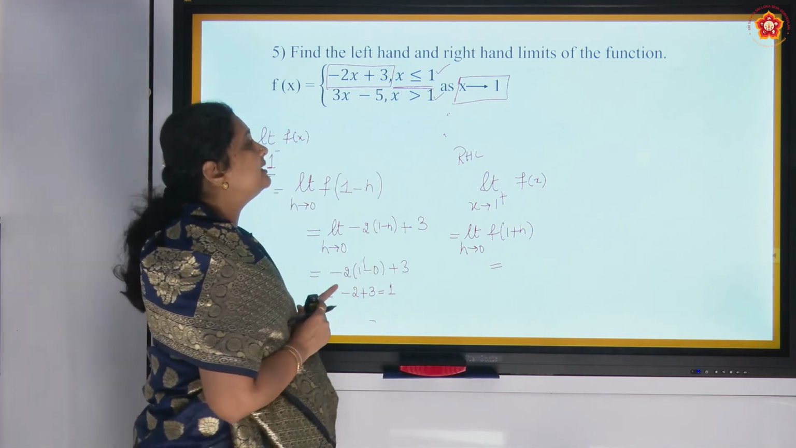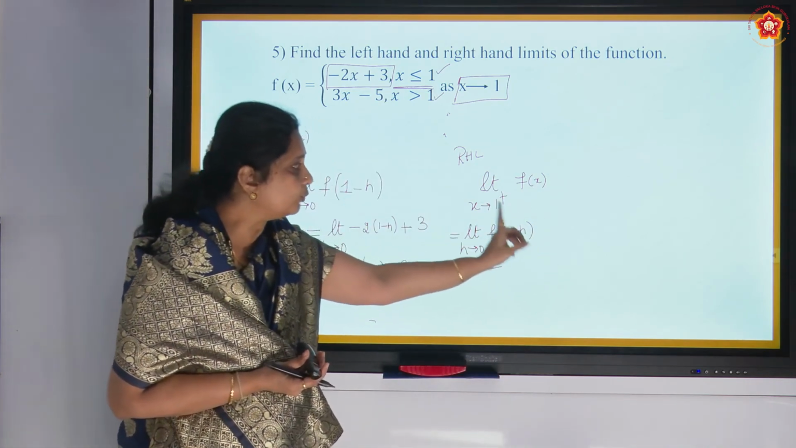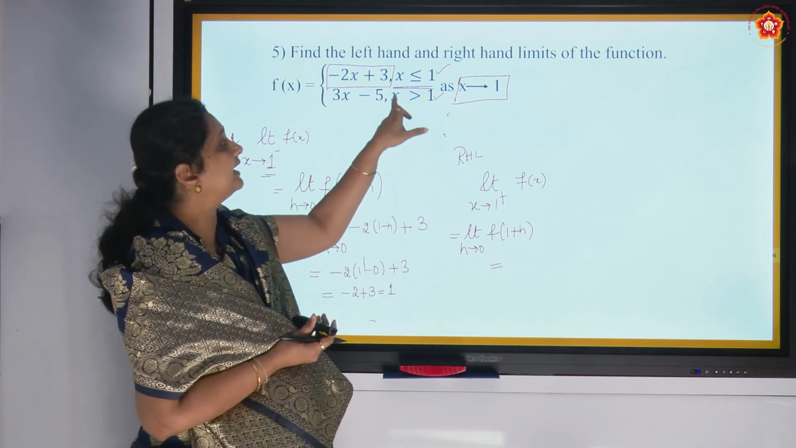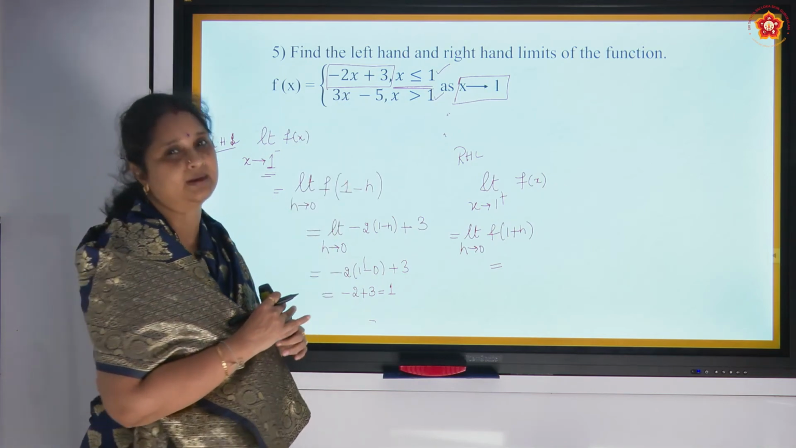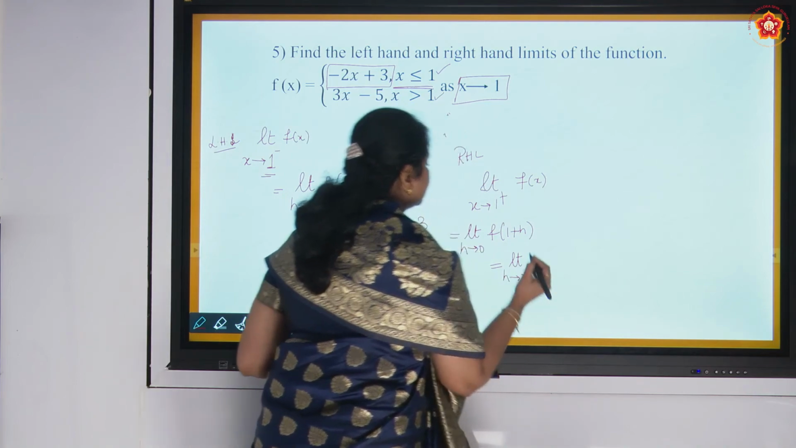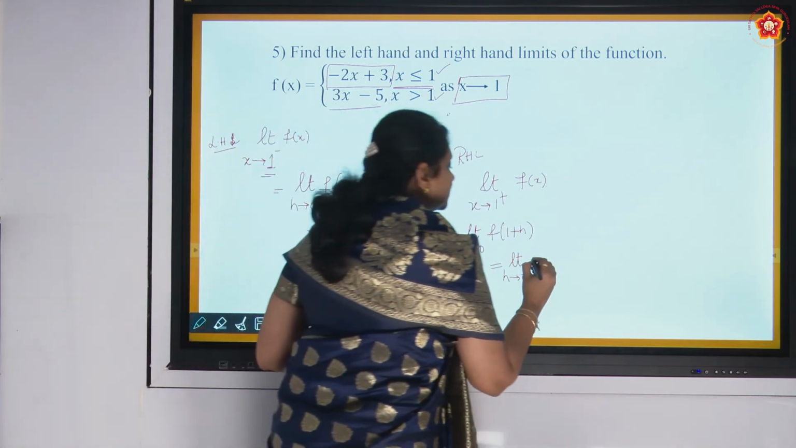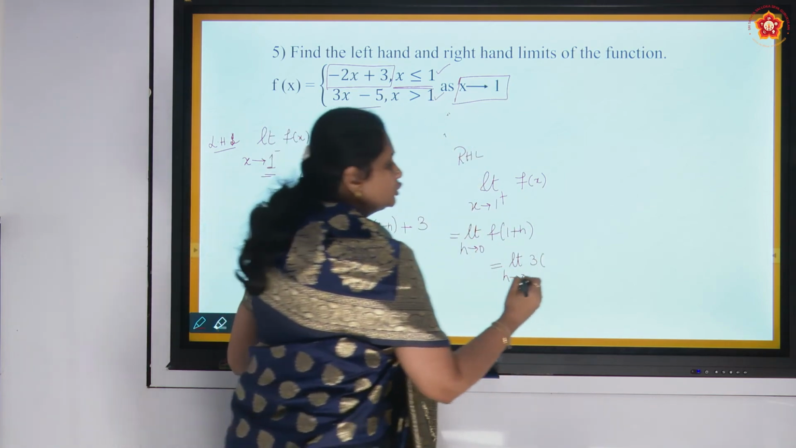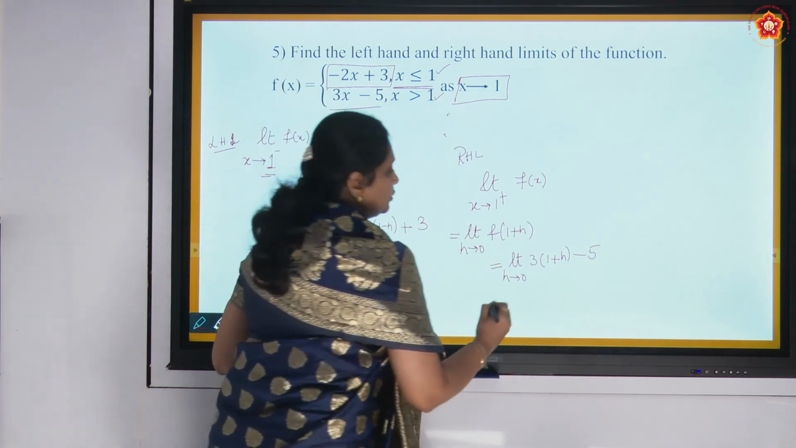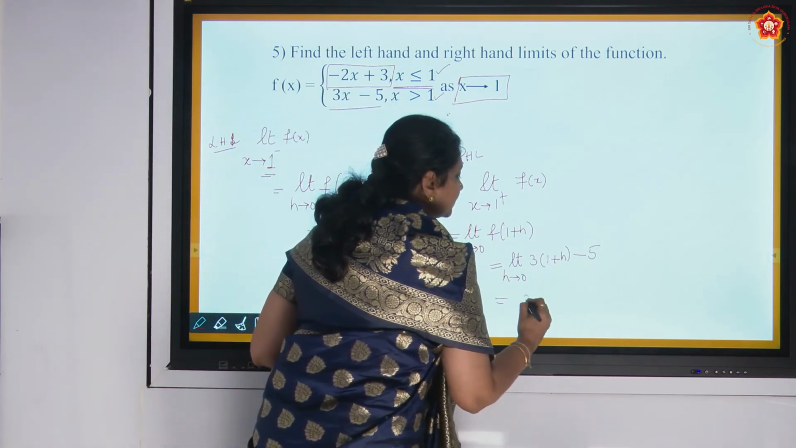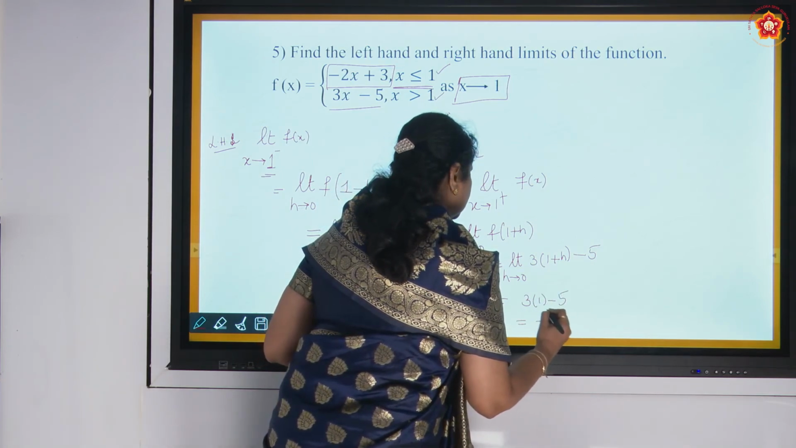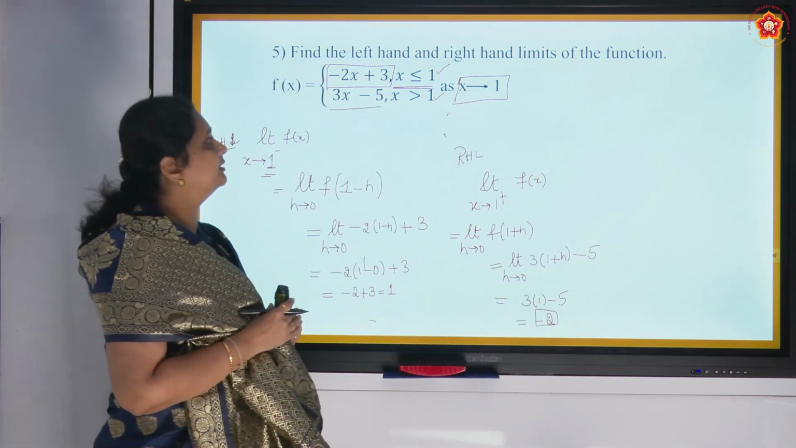So what do I do now? My f of x. Now let me see what's my function. It's greater than 1. I'm looking into the right hand side of 1, a number that's greater than 1. So whenever my x is greater than 1, my function value is 3x minus 5. So I'll take that function here. So my h tending to 0, my function is 3x minus 5. So 3 into, this is f of 1 plus h. So in the place of x, I will write 1 plus h minus 5. So when I substitute the h as 0 here, 3 into 1 minus 5, and I get minus 2. So this is my right hand limit.